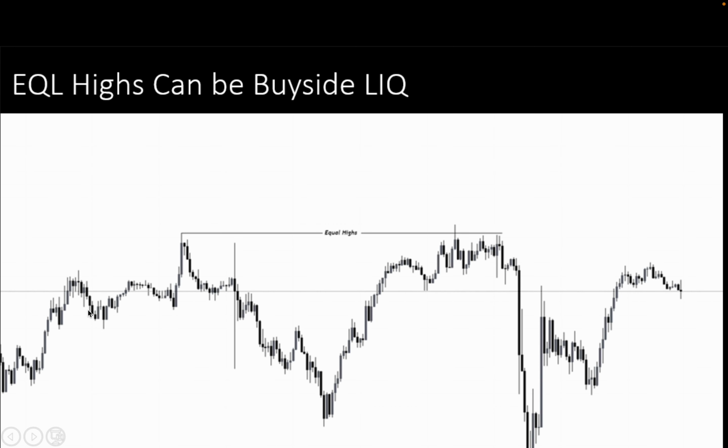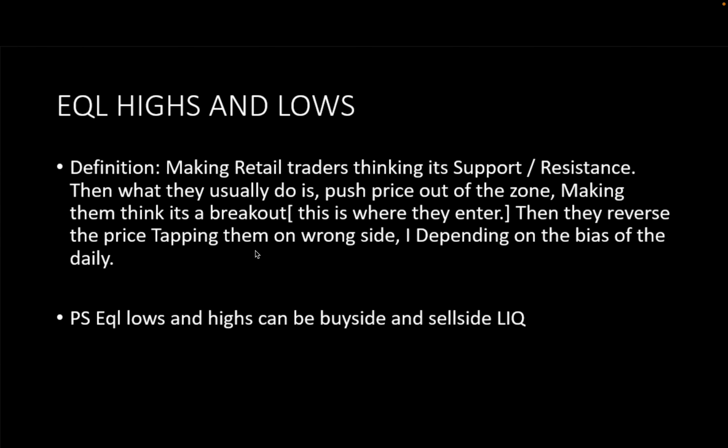So here's another example of an equal high, okay, or relatively equal high. Equal highs are more visual. They're better for buy-side liquidities. Relatively equal highs are the same thing, just they're not equal. They look equal, okay? So we call them relatively equal highs. Essentially, they're buy-stop liquidities. Definition, making retail traders think it is support or resistance.